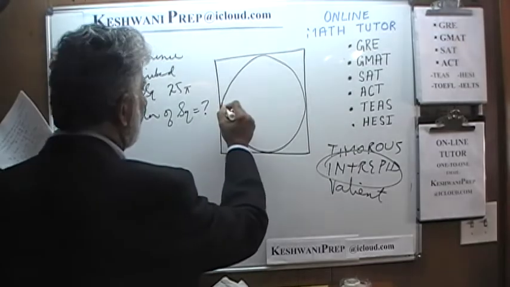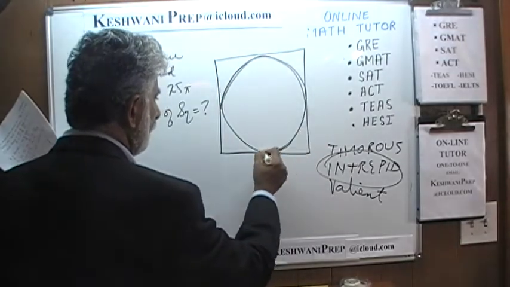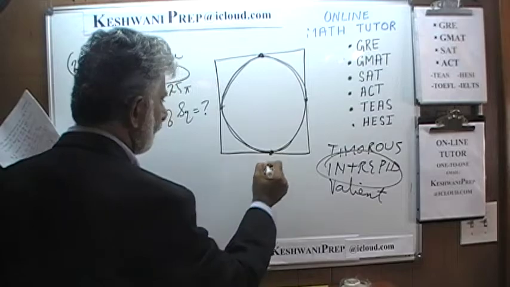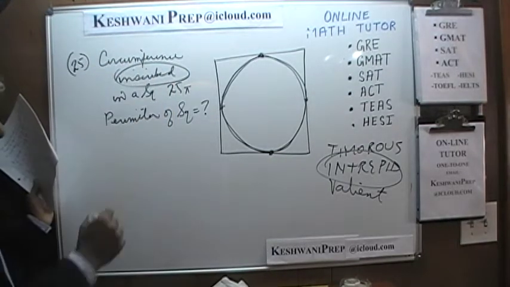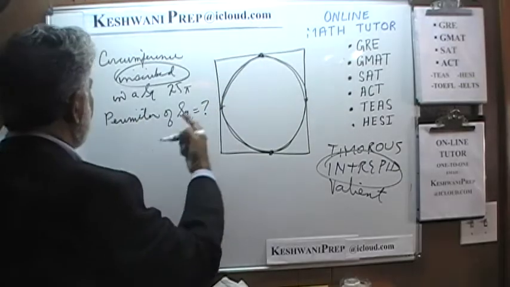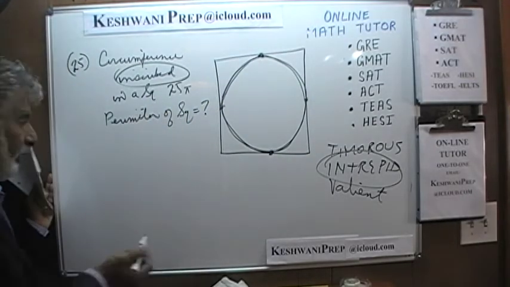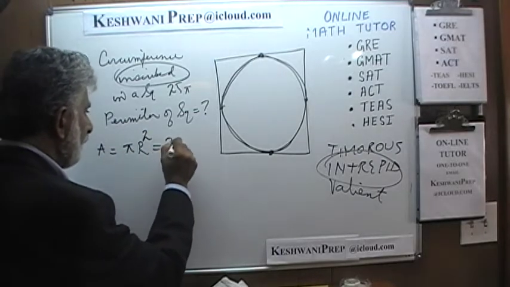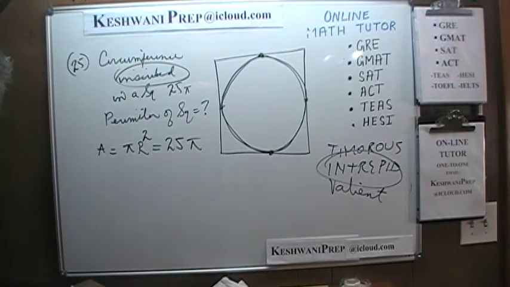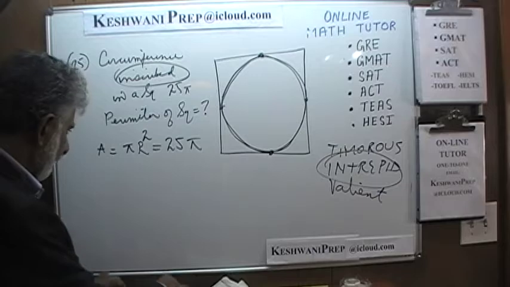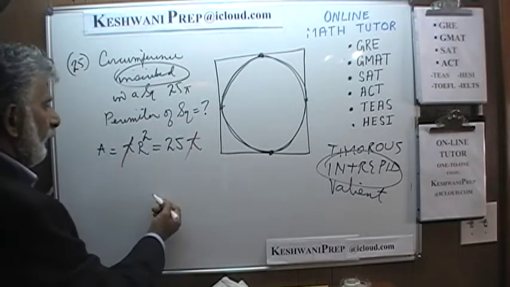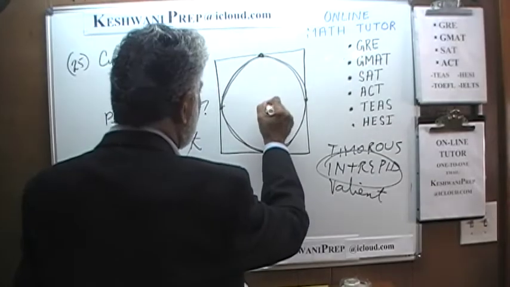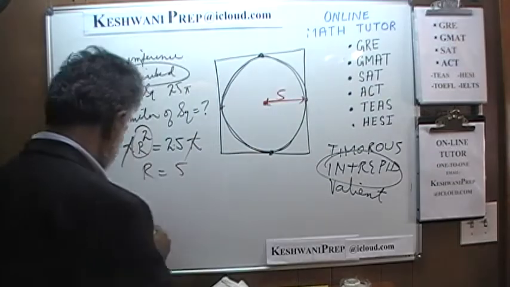Well, we are told that the circle that we just drew, inscribed simply means it has to touch all four sides. It cannot go outside it, it cannot be smaller than that. And we are told that its area is 25 pi. Area of a circle we know is pi r squared, and that is equal to 25 pi. Are you with me? If we divide both sides by pi, pi drops out. R squared equals 25, which tells us that r is 5. The radius of this particular circle is 5.